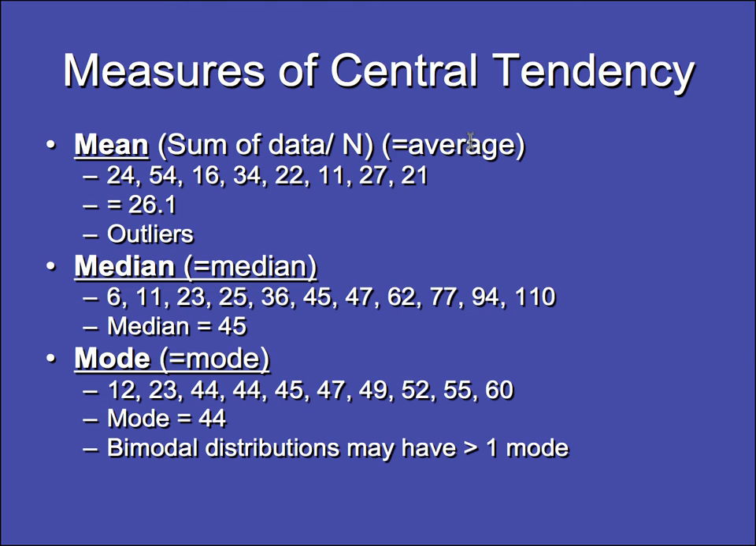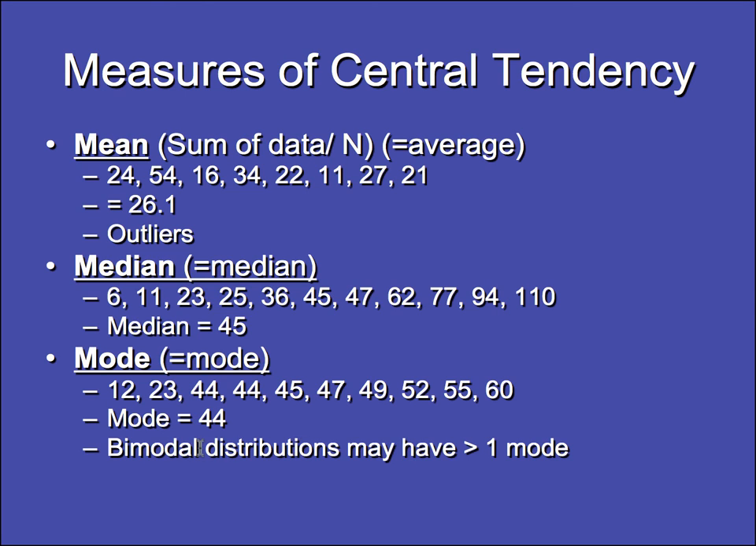Mode is the most frequently occurring data point. So if we look at the data set here, we see 44 occurs twice, whereas all other values occur once. So 44 is the mode. Again, you can type in equals mode into Excel, and that will do this for you. You can have bimodal distributions that have more than one mode. So if you had 44 and 44 and 55 and 55, you would have two modes. You'd have a bimodal distribution.